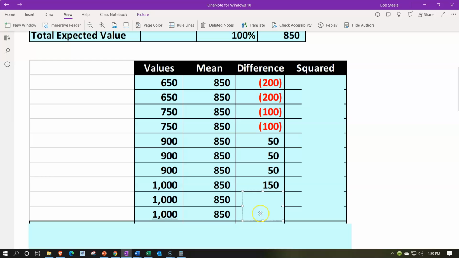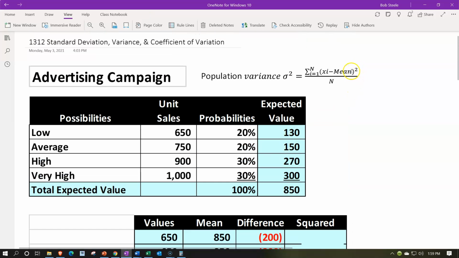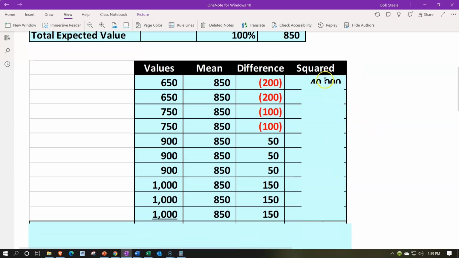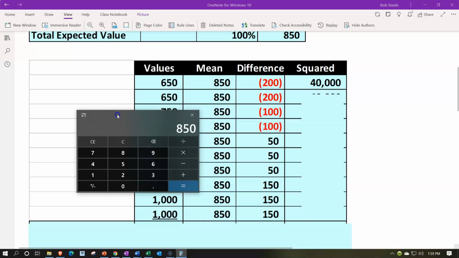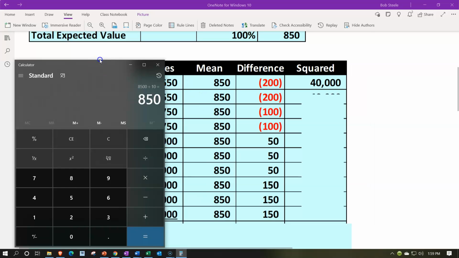1,000 minus the 850 is 150. So then we're going to square it. So now we're on this part of our formula, squaring each of the items. If I was to square each item, and let's just do one of them with the trusty calculator, that will make the negative numbers positive, and it will amplify the results.